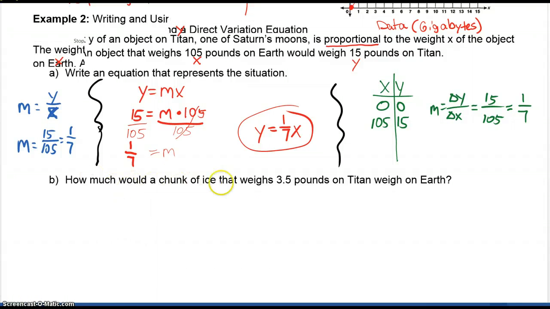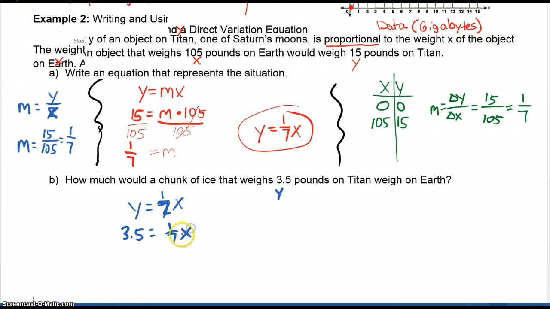Okay, so then how much would a chunk of ice that weighs 3.5 pounds on Titan weigh? And again, what was Titan? Titan was y. So we're going to plug that in for y. So we use that equation that we wrote up top. Y equals 1/7 x. Put the 3.5 in for y.